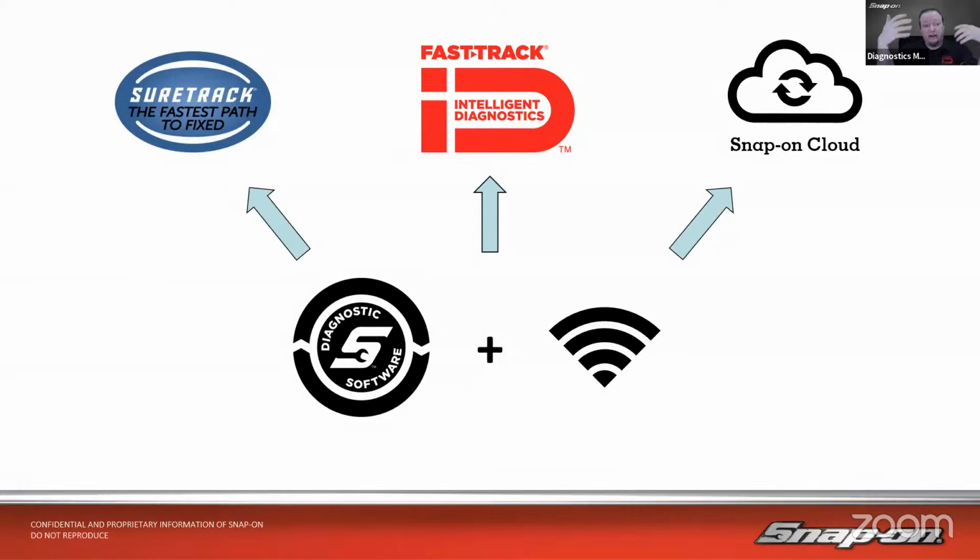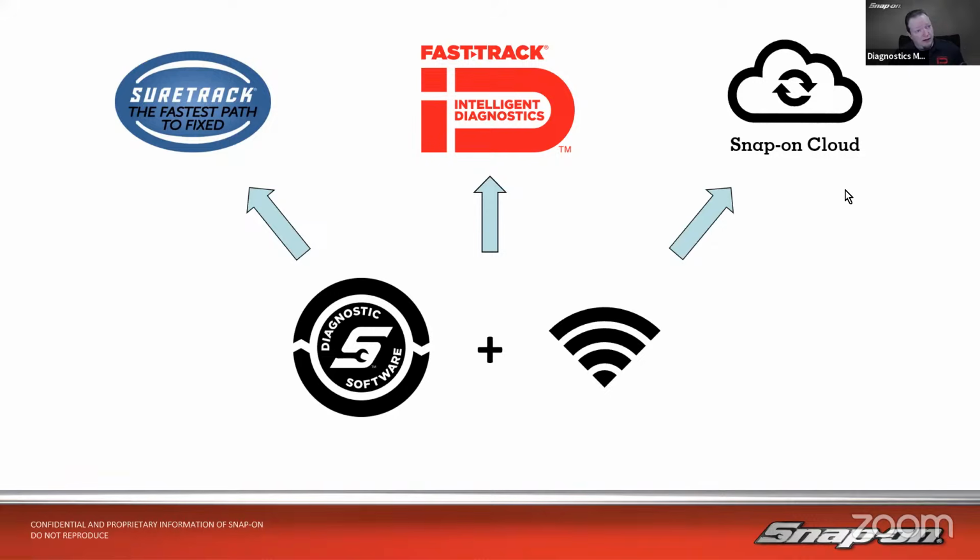So the next series of hidden gems we're going to talk about have to deal with what we call data services. So these are the things that are up on Snap-on servers that come down to the tool as long as you have current software or subscription or data plan, depending on what tool you have. And then a current Wi-Fi connection, because of course this is pulling the data off the server. If I don't have a connection to the Wi-Fi, then it's not going to be able to pull the data off the server, right? So that's things like SureTrack, Fast Track Intelligent Diagnostics, and Snap-on Cloud.